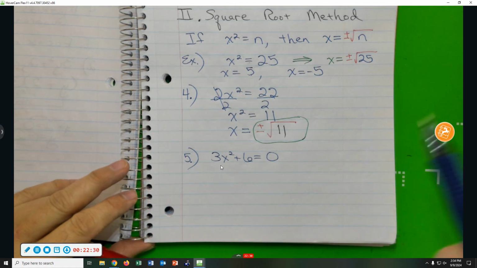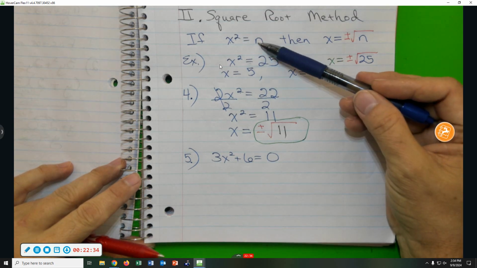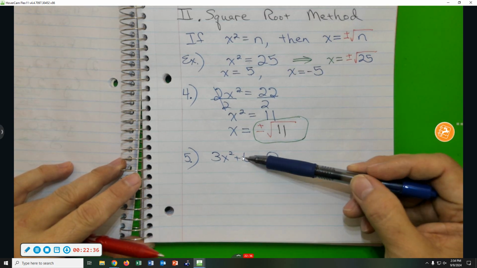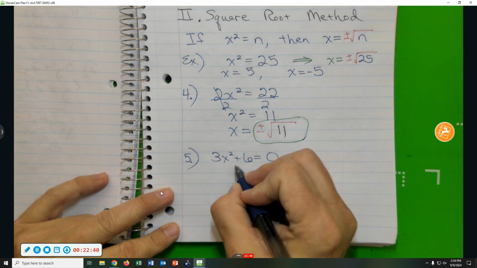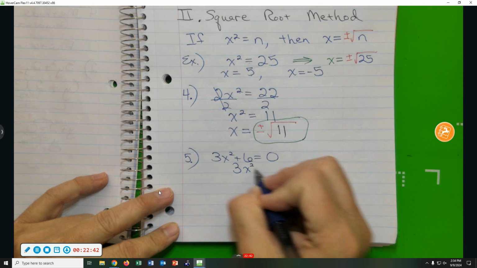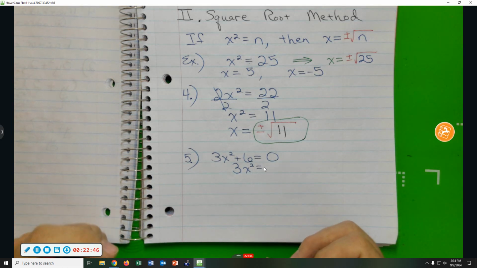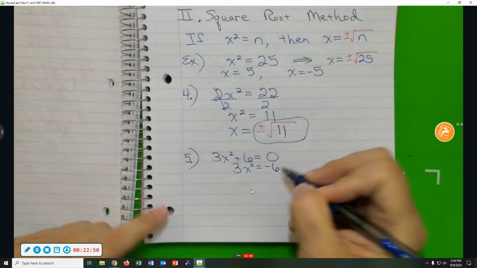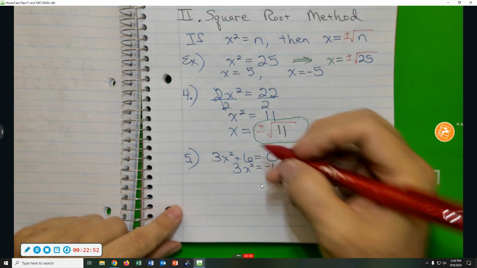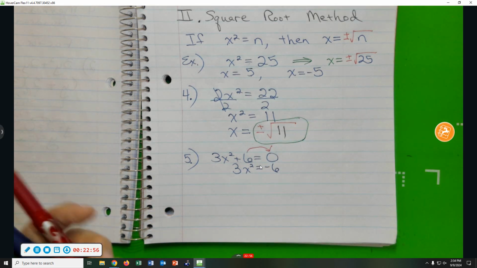We need the equation in the form something squared equals a number. I can get that equals a number easily. I'll pick this 6 up, move it over. That's going to give me 3x squared equals negative 6. Subtract 6 from both sides. Or just think the 6 goes over, changes the sign.